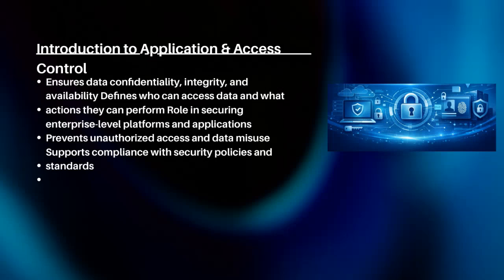Today, I want to talk about how application and access control are essential for protecting our data. First, it ensures data confidentiality, integrity, and availability. In simple terms, it keeps our data private, accurate, and accessible when needed. Next, it helps define who can access our data and what they can do with it. This means setting clear permissions so that only authorized users can perform specific actions.